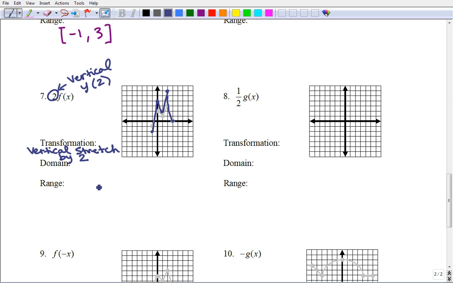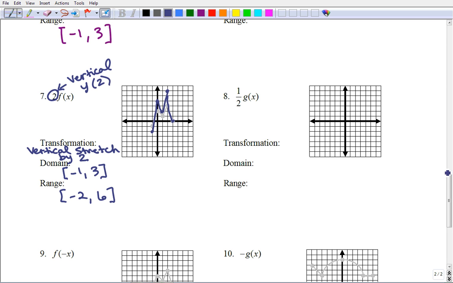So our domain before, on the original one for f of x, it was -1, 3. Well, it's still the same now because we didn't change anything with the x value. So it's still -1, 3. But the range, we multiplied all of the y values by 2. So the original range was -1, 3. So if we multiply each of those by 2, it should match what we have here. So our smallest y value is -2, and our largest is 6, whereas it used to be 3. Okay? So there's number 7.